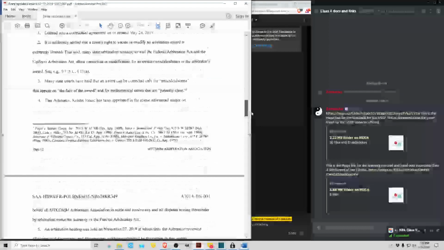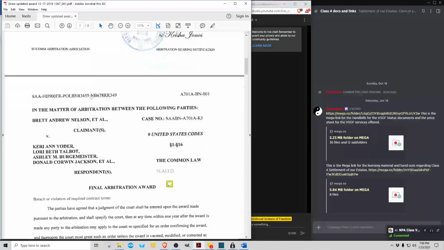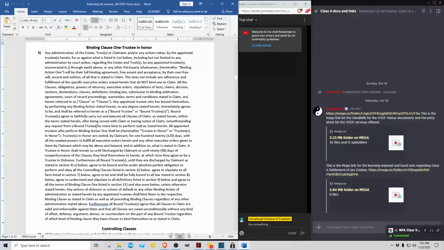And this was all the tracking numbers, and up top, even though I didn't show that before. So that, my friends, is how you do a binding arbitration against someone who has violated or entered into contract under the Vocational Science of Freedom Status Docs, and if they fail to perform as is required in the documents.